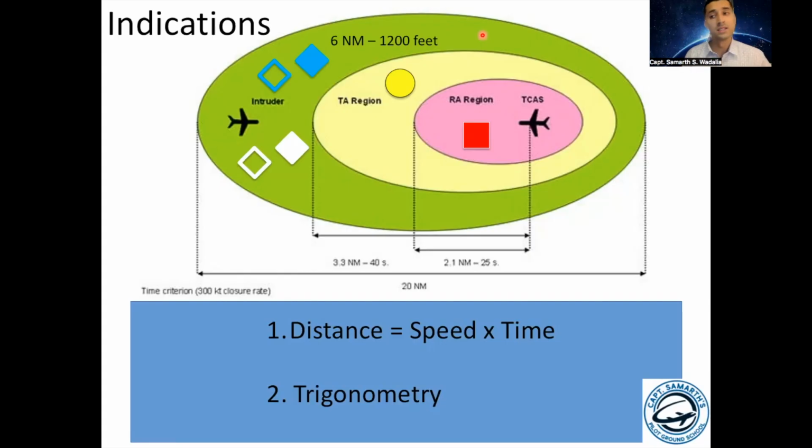Let us say no heed is paid to this alert and the intruder continues to fly towards your aircraft and now enters your RA, resolution advisory region. Your solid yellow circle will turn into a solid red square on your TCAS display, and your aircraft once again will speak, and this time will speak the resolution advisory suggestion: climb, climb, descend, descend, level off, level off.